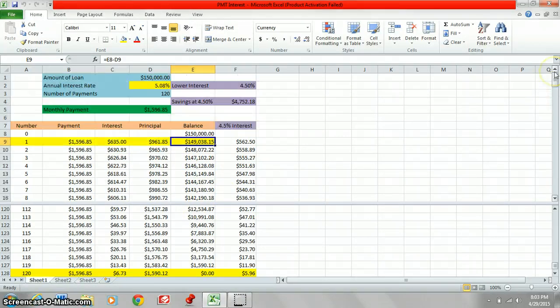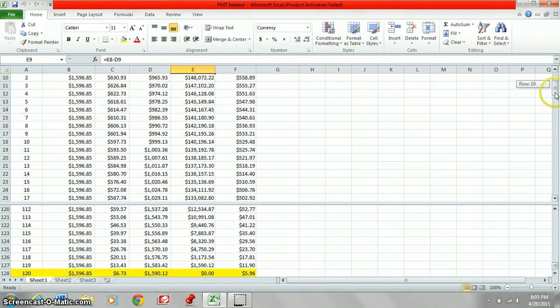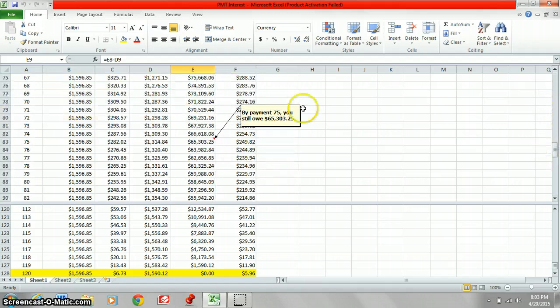And one of the first questions that we had to answer was, what would you still owe after 75 payments? And so I found that number right here. You just scroll down to your number column and you'll go to 75, and it'll say $65,303.25 that you'll still owe.